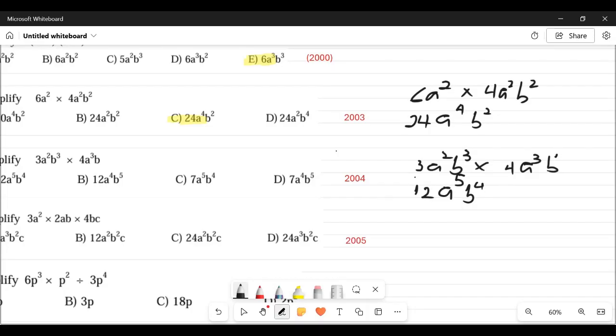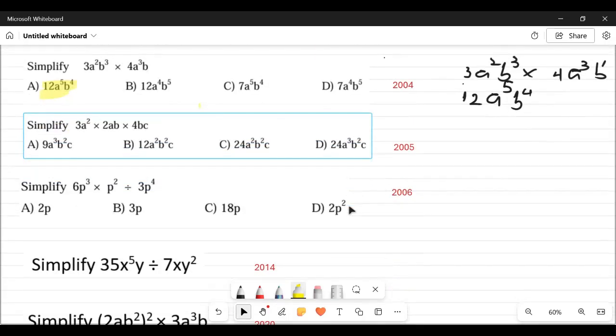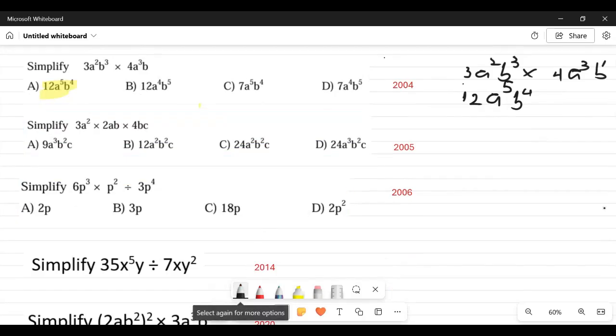This one has an exponent of 1 that we don't write. So the final answer is going to be 12a exponent 5, b exponent 4. So that is going to be option B. Sorry, that's not option B. You see, it skipped me. So that is option A: 12a exponent 5, b exponent 4. So you have to be careful because some of the answers are very similar. Okay, the next one, let's work it here.